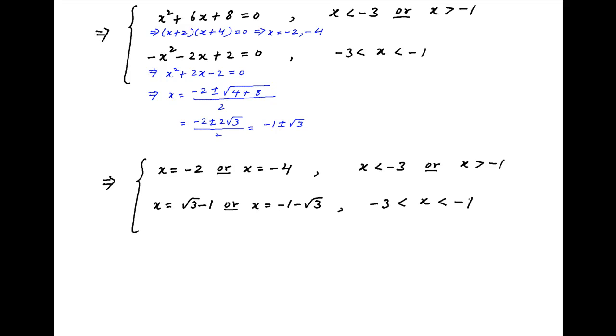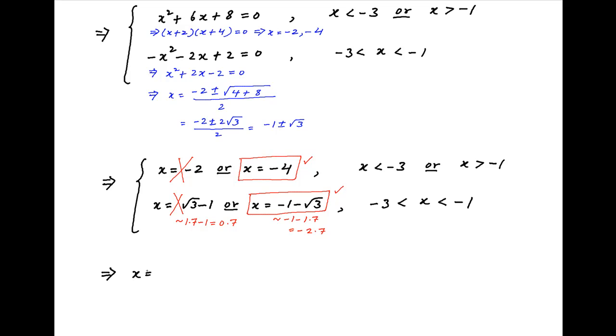Now in the first case, notice that the solution x = -2 is neither less than -3 nor greater than -1 and is therefore rejected. x = -4 satisfies both conditions and is therefore accepted. In the second case, x = √3 - 1 is approximately equal to 0.7, which is not in the interval -3 to -1 and is therefore rejected. x = -1 - √3 is approximately equal to -2.7, which lies in the interval -3 to -1 and is therefore accepted.